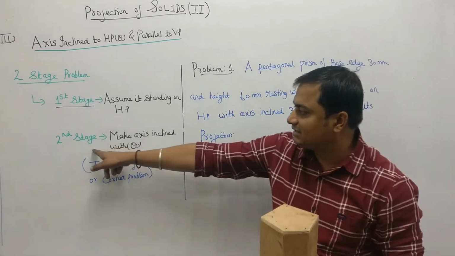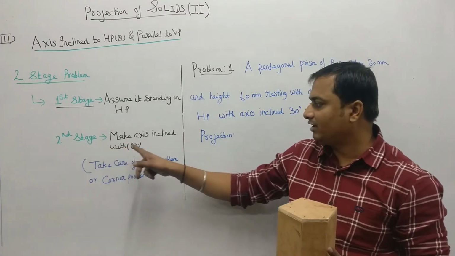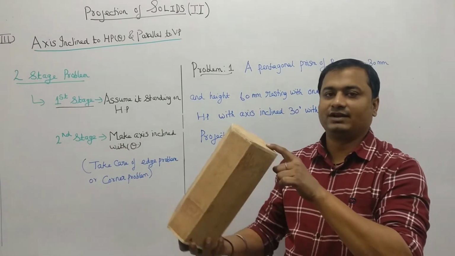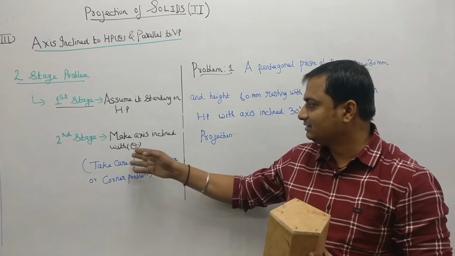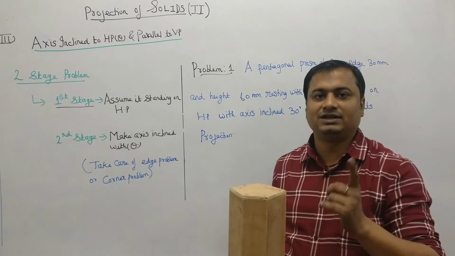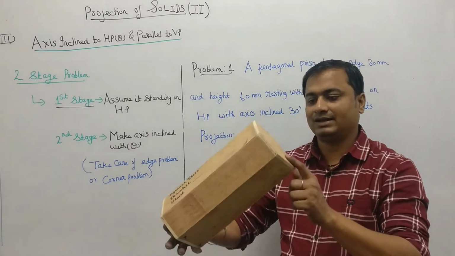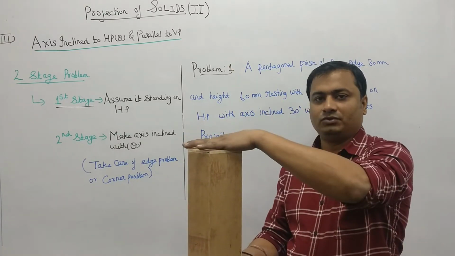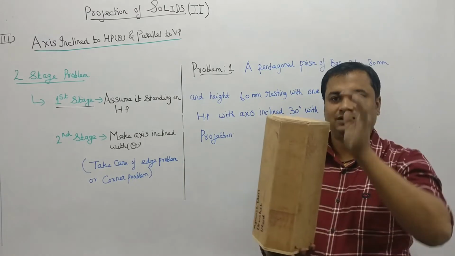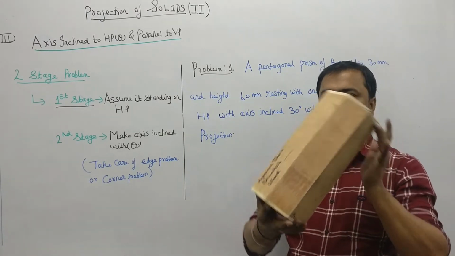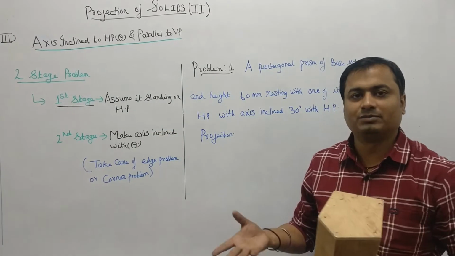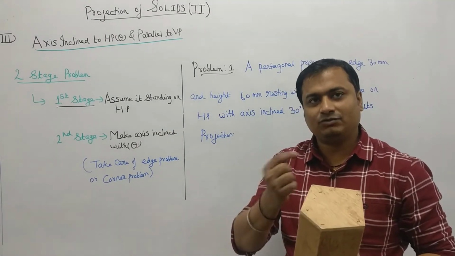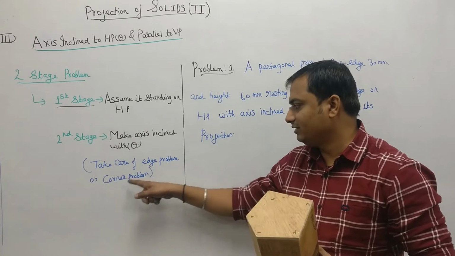Then in the next stage, in the second stage, we are going to incline our axis. In the second stage, we are going to solve our purpose. In the second stage, the axis is going to incline with theta. In the first stage, make it like this, draw the front view, top view. Then we'll come to the next stage, then make it incline. It can be like this, it can be like this. So this is the concept we are going to apply on the problem. One more thing that we have to take care of, edge problem and the corner problem.